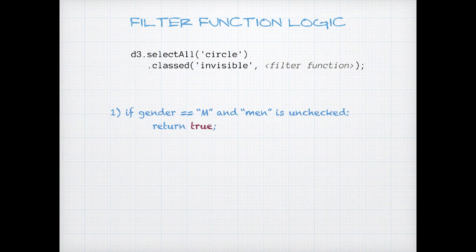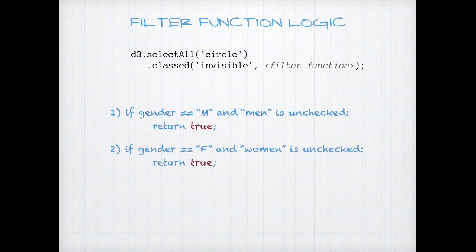If the gender of that circle is M, and it's also true at the same time that that checkbox up in the top for men has no check mark in it, then the answer is true. Yes, please, we should apply the class invisible to that circle. Now, let's imagine this one. Let's imagine that the gender of that circle is F, and also true that the checkbox for women has no check mark in it. In that case, also, yes, please, return true and apply the class called invisible to that circle as well.